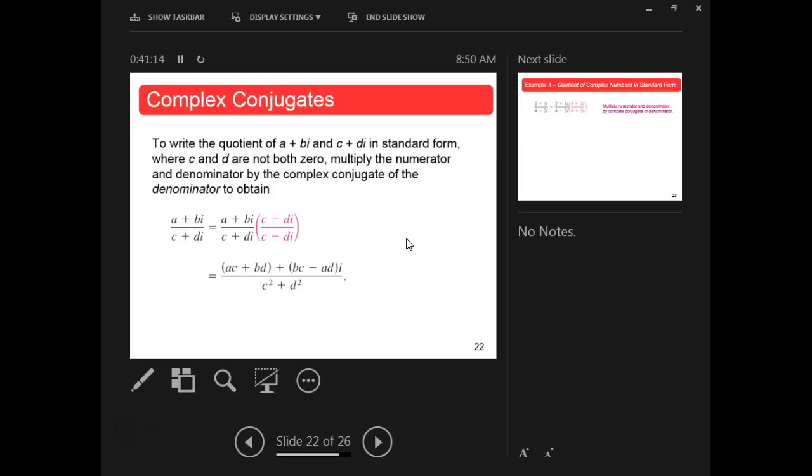To write the quotient of a plus bi and c plus di in standard form, where c and d are not both 0, okay? You can't have this thing being, if you're doing a quotient of this and that, this thing can't be 0. C could be 0 as long as D's not, D could be 0 as long as C's not. Or neither one can be 0, but they both can't be 0, okay? Then what we do, we don't really have a division for complex numbers.